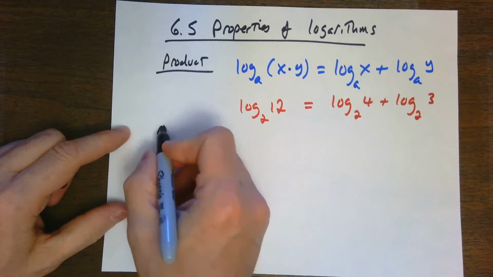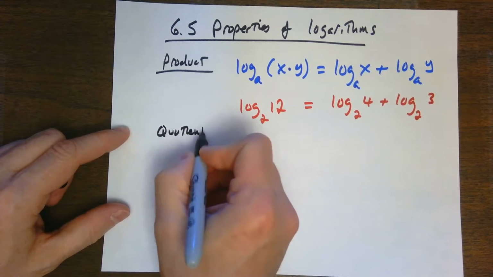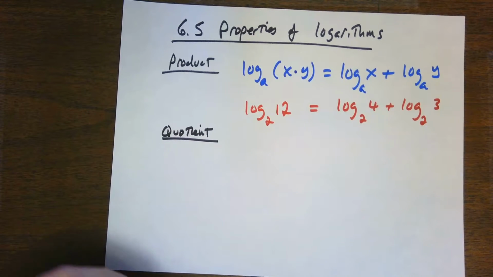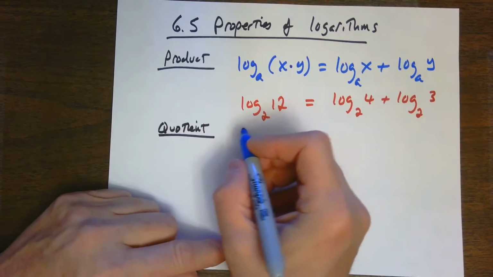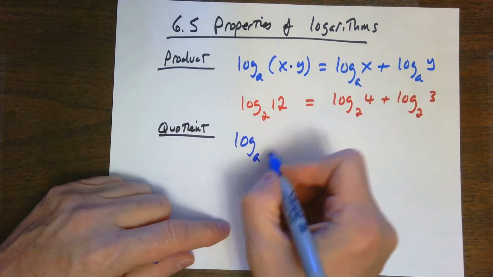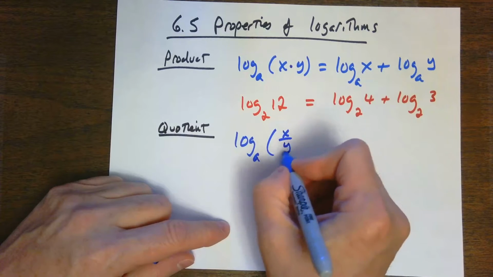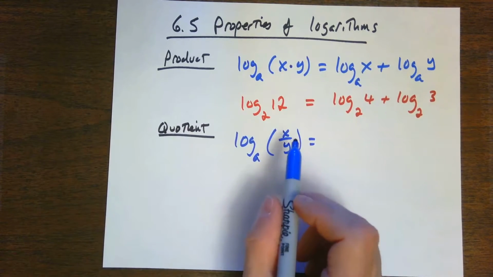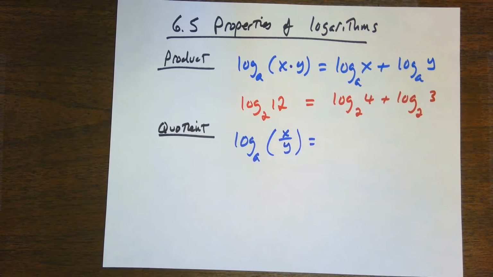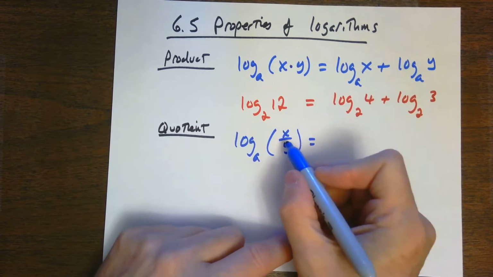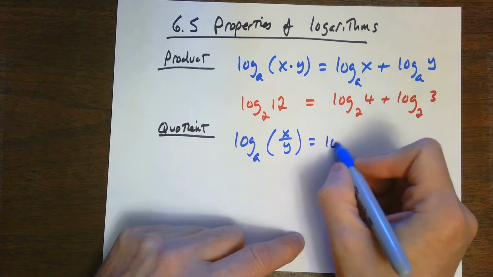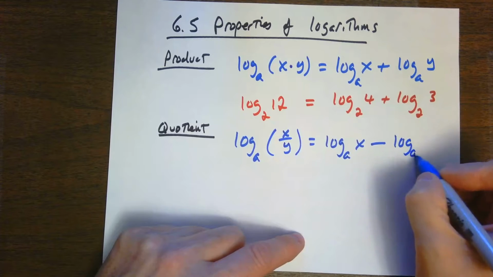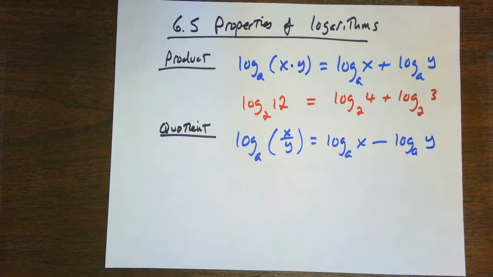Next we have the quotient rule. And we know that the quotient is the math term for, think of dividing. So if I have log base a of a quotient, x over y, where a is a number, x and y can be anything. They can be numbers or variables, whatever. The log of a quotient is the difference of the logs.